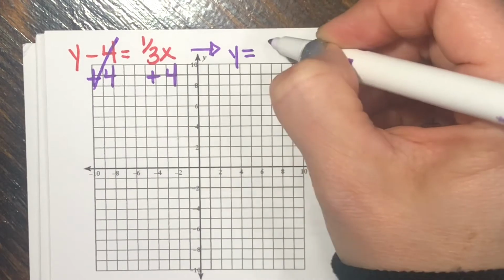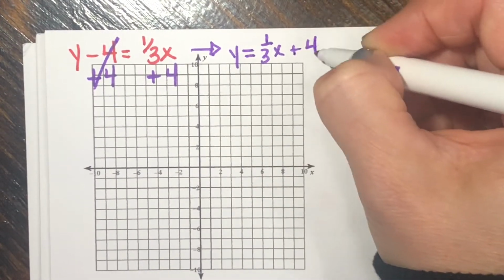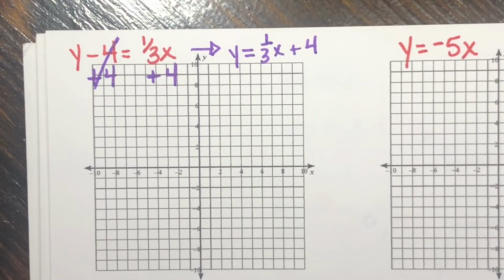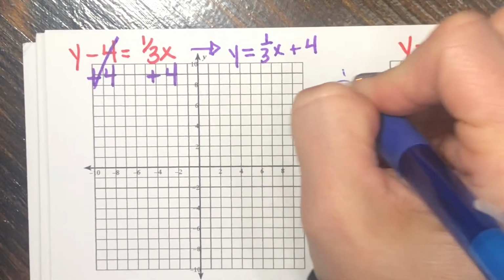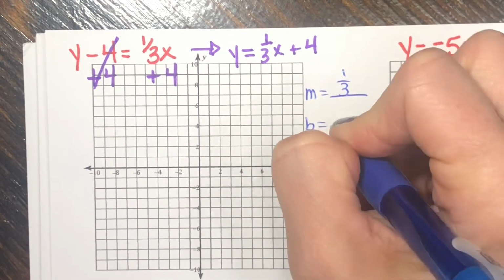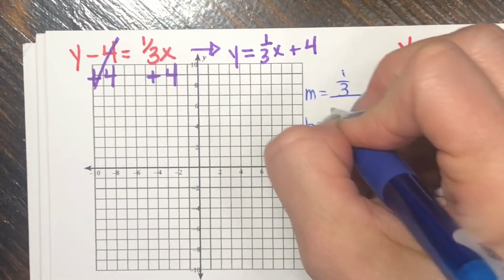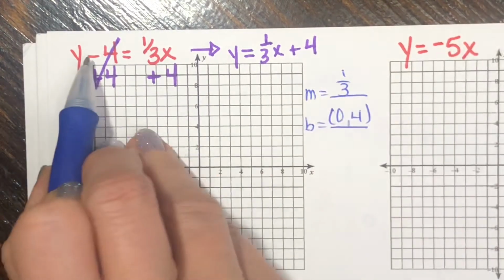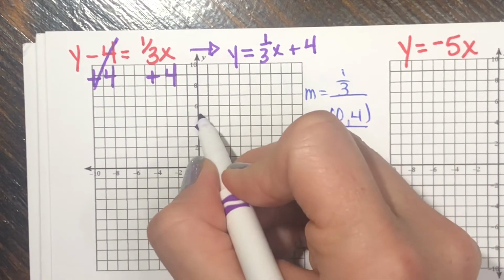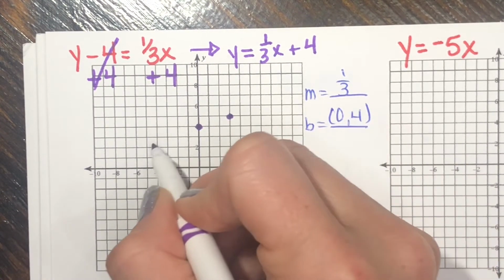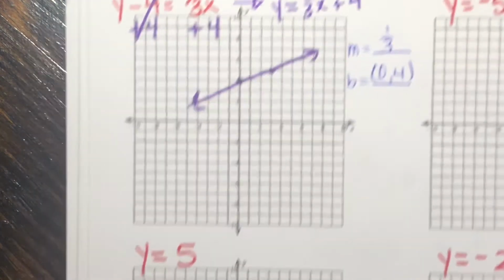And again, I like my slope first, then my y-intercept, which now my m is going to be, and that didn't change, it's going to be up 1 over 3, but the only thing that I might have thought my y-intercept was 0, -4, is actually going to be 0, +4, which means I'm going to start here, and I'm going to go up 1 over 3, and there's my line. Okay, we don't even need to do that one.